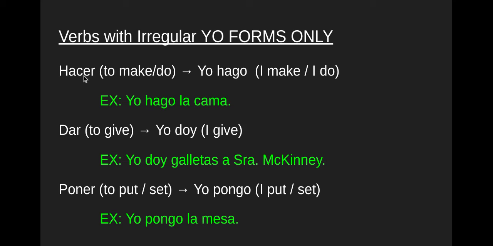So hacer, you already know, is to make or to do. It has ER endings. Okay, tú haces, él hace, nosotros hacemos, ellos hacen. But the yo form is different. You think it would be yo hago, but it's actually yo hago. Don't ask me why, it just is. Yo hago is I make or I do. So an example would be yo hago la cama, I make the bed. This is only different in the yo form.